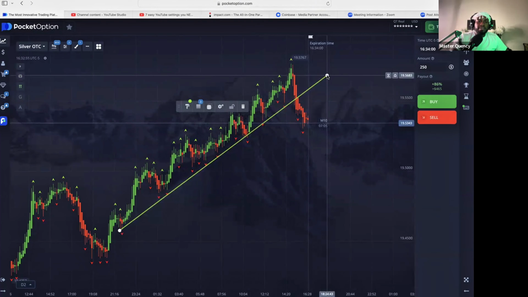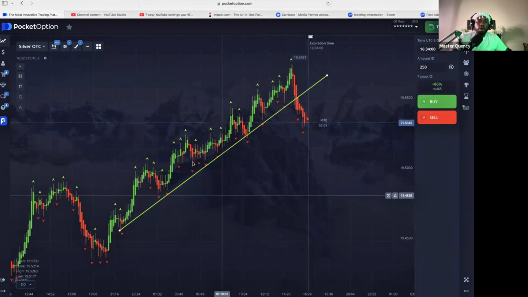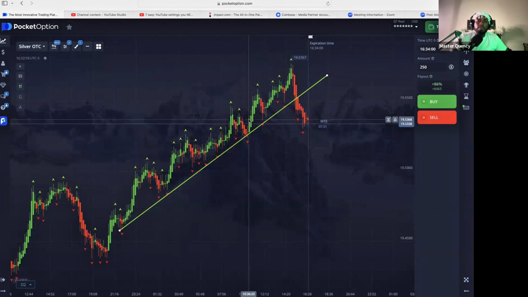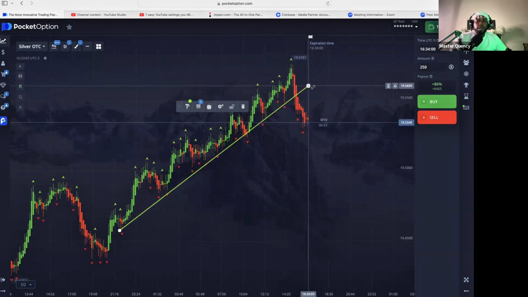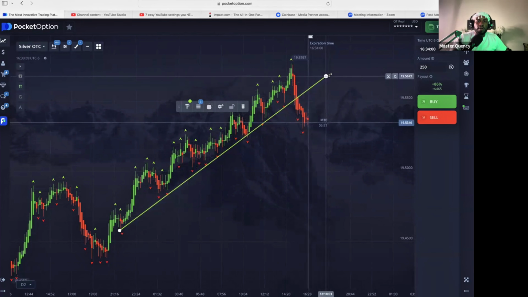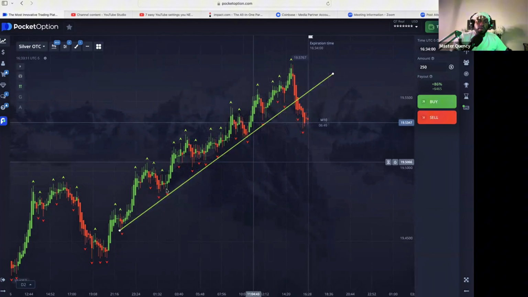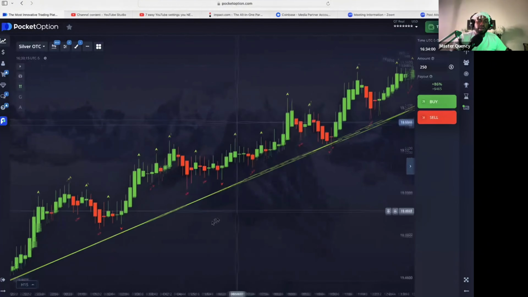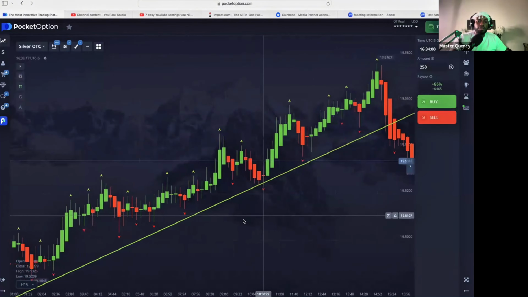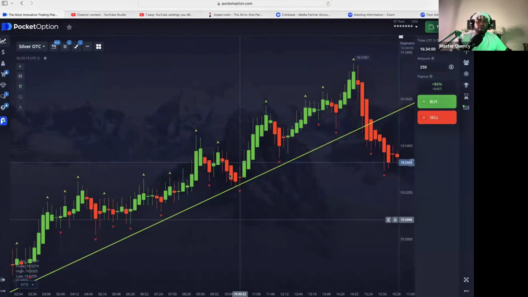So as price continues to go up, you'll notice that it's continuously rejecting from this area. So I went from here to here. And you could clearly see this trend line is working the way that it's supposed to.